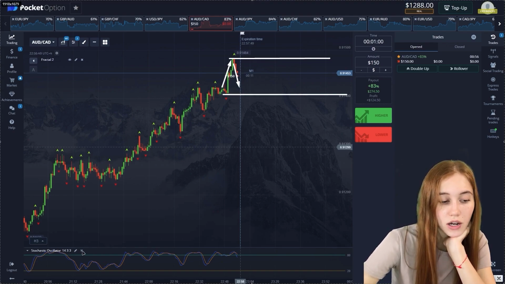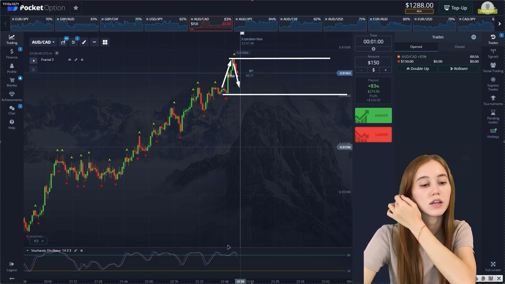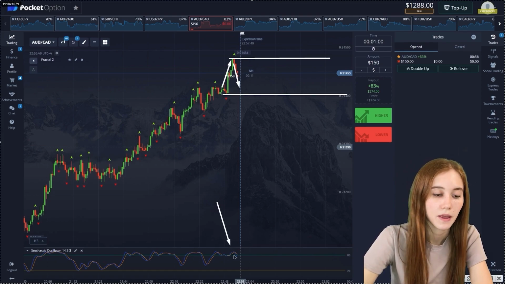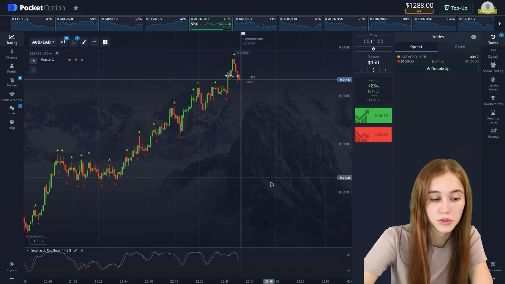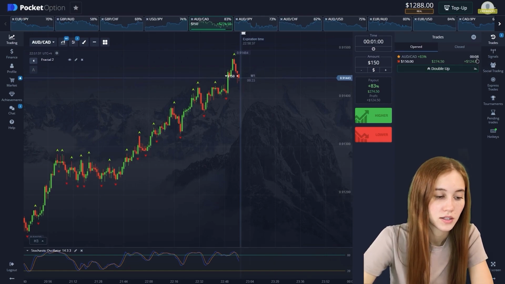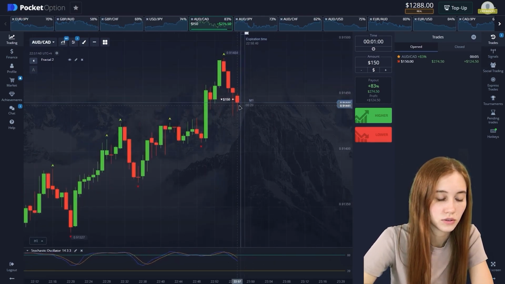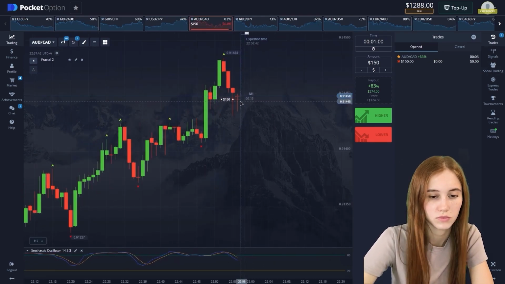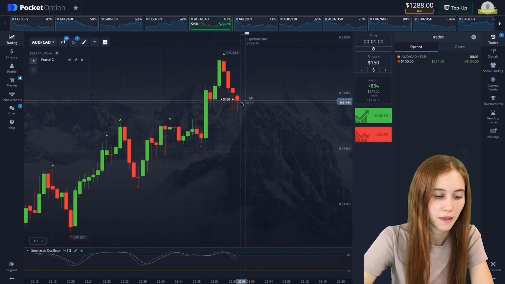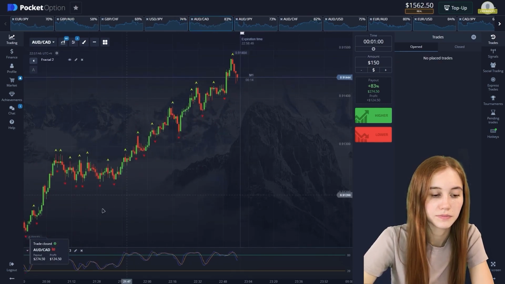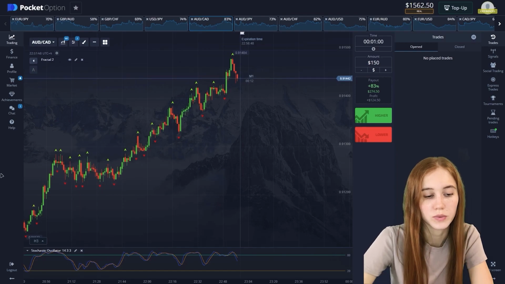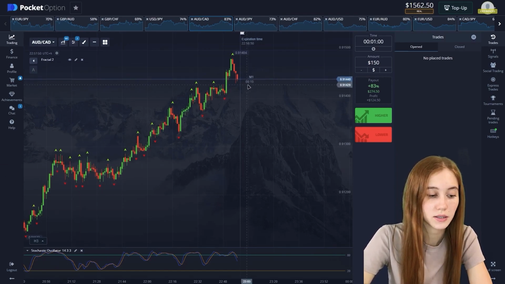So according to the second indicator, we have gone beyond the value of 80 to 2 lines down. That gives an almost 100% signal to open a downward trade. Let's see. Zoom. Several seconds left. And plus deal, profit is $124. Let's immediately move on.